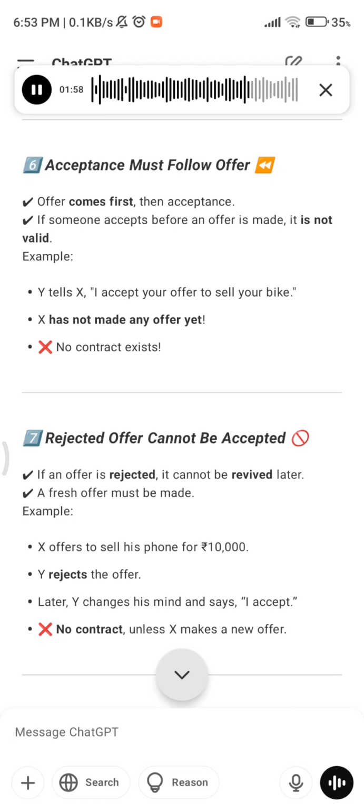7. Rejected offer cannot be accepted. If an offer is rejected, it cannot be revived later. A fresh offer must be made. Example, X offers to sell his phone for 10,000. Y rejects the offer. Later, Y changes his mind and says, I accept. No contract unless X makes a new offer.